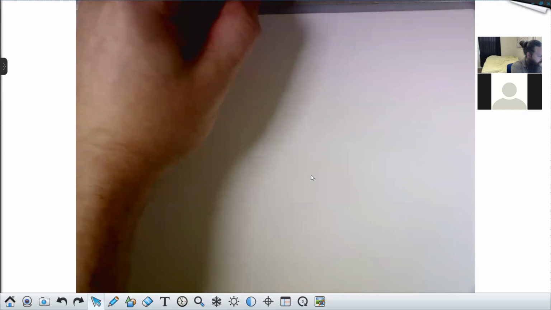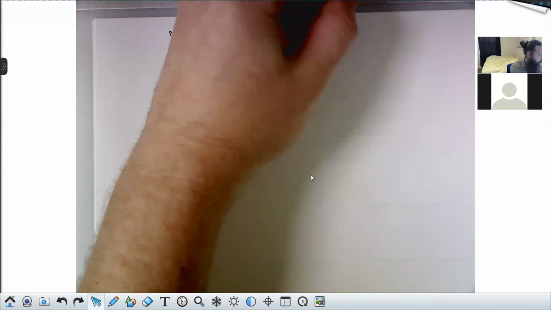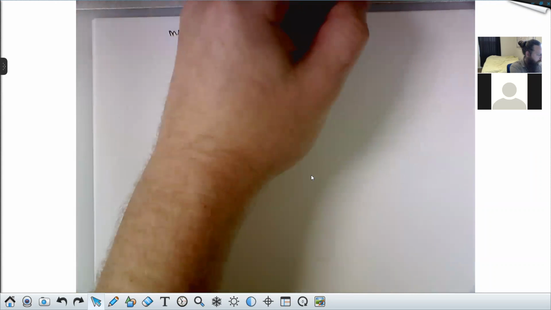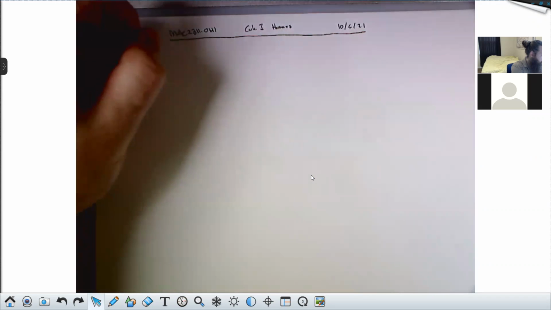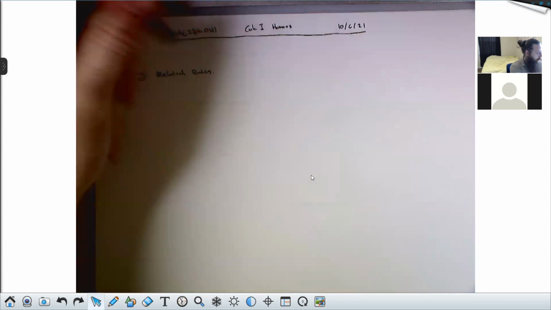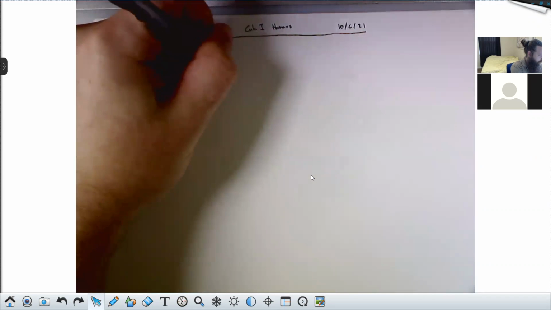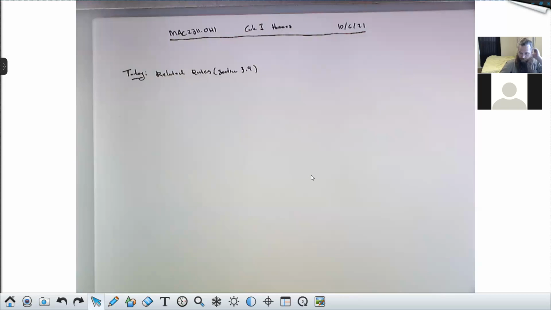This is MAC2311 section OH1, which means this is Calc 1 honors. And the date today is the 6th of October. Today, we're going to talk about related rates, which is section 3.9. So for a lot of Calc 1 students, related rates is like one of two sections that they hate.